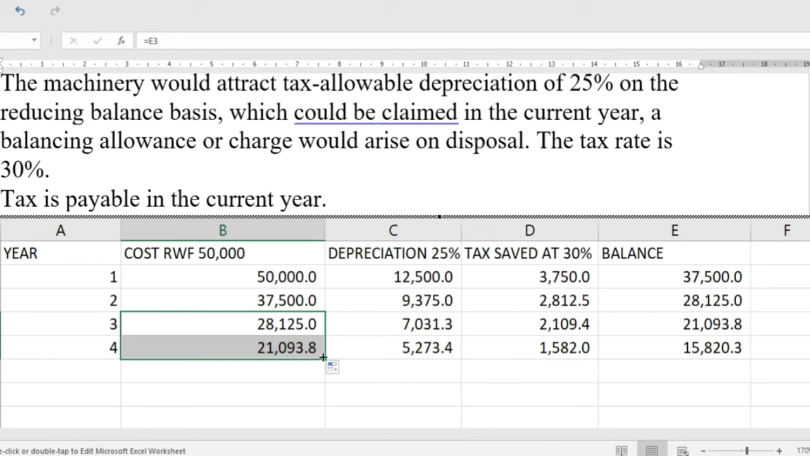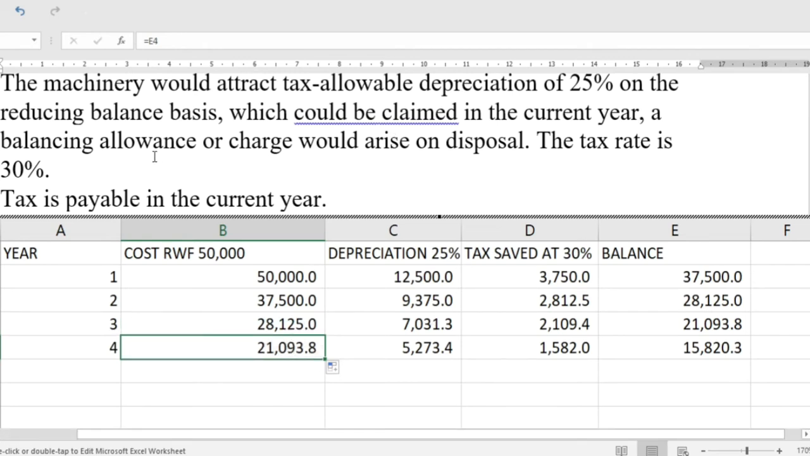If we get a loss, it is a balancing allowance, not a charge. When we get a profit, the government will charge tax, but because we get a loss, it will be an allowance, the whole amount. Which amount? We're going to take this minus this.